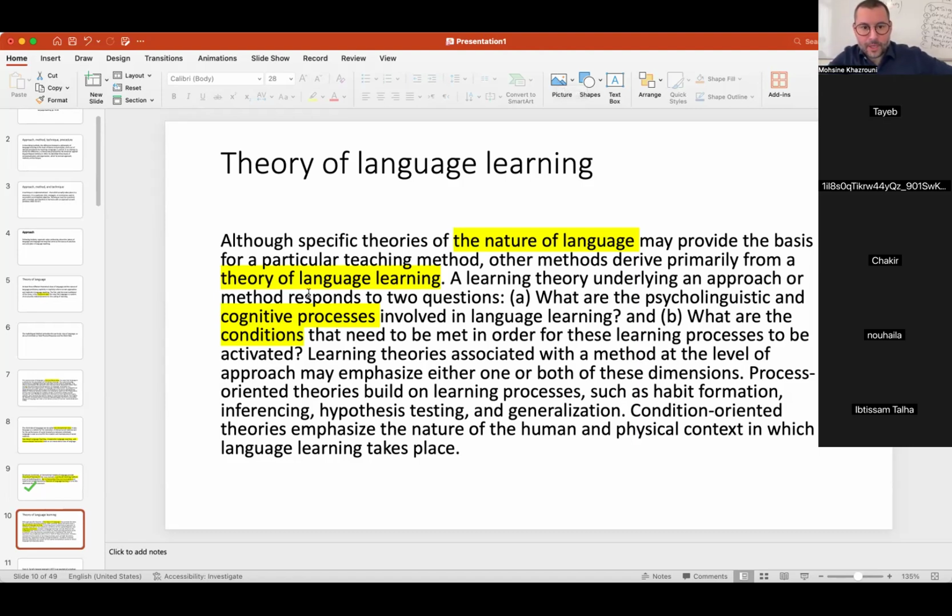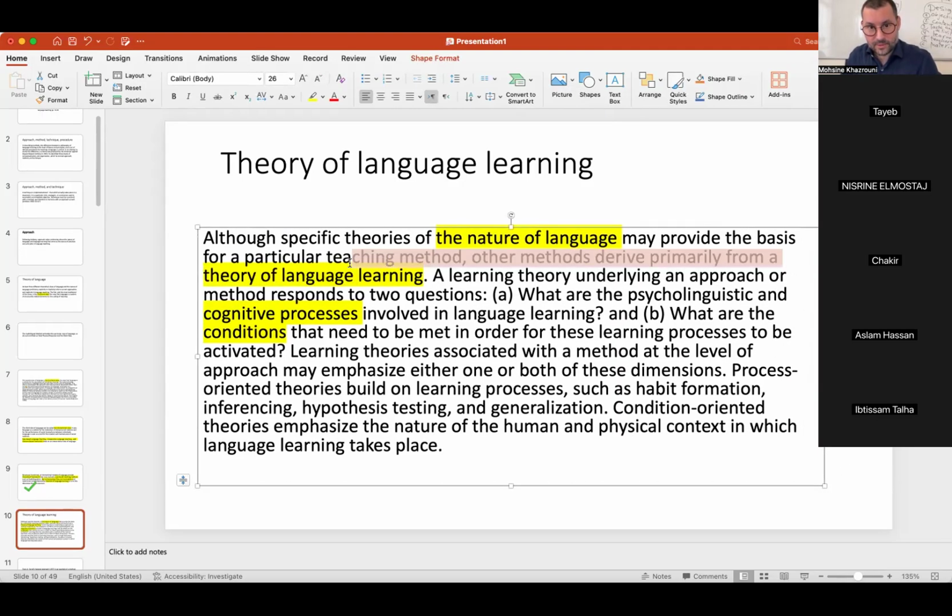Yes, Nisri. I think that the nature of language is the same as the theoretical framework. Yes. And so Nisri, we have the theory of language. Learning theory. So we have two things: language learning and learning theory. Now, what is a learning theory according to this slide, Nisri? Learning theory, not a language. And we said we have two things, language and learning.